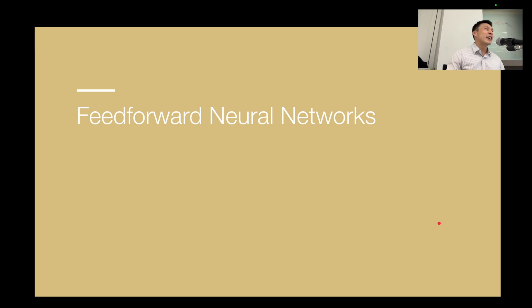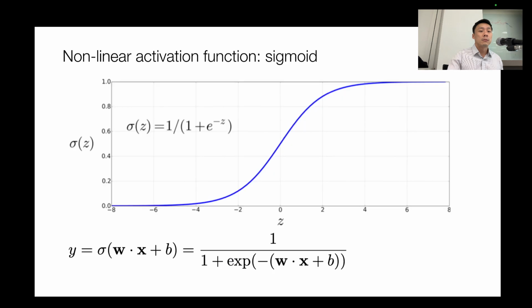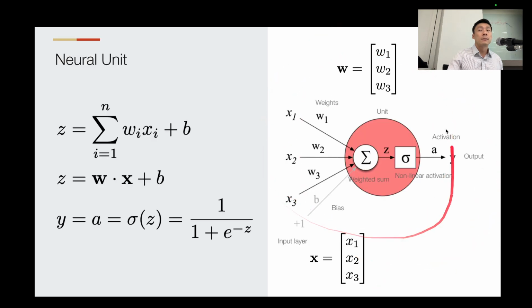We'll talk about training later. Training is a lot of dark arts, black magic going on, which we'll learn some of today. Let's talk about the feed-forward neural network. A feed-forward neural network has an extra component. We call that a hidden layer and a hidden unit. A hidden unit is a neural unit. What's a neural unit? This is a neural unit.